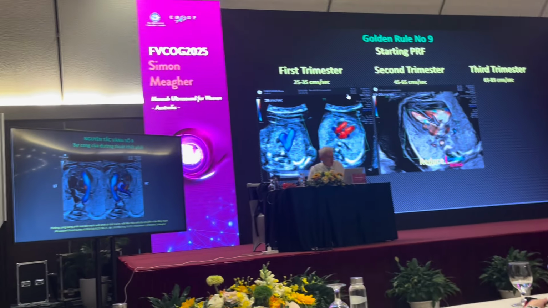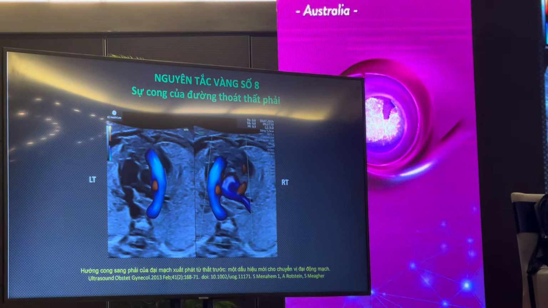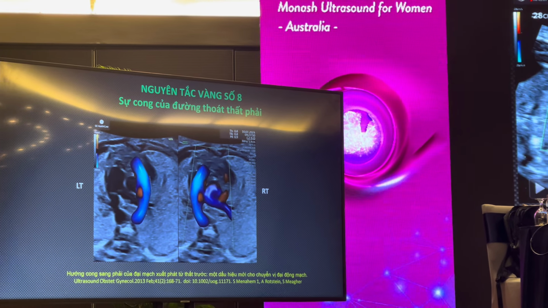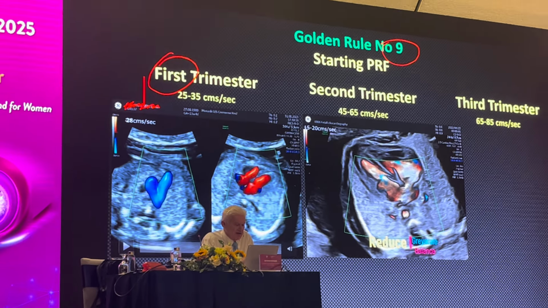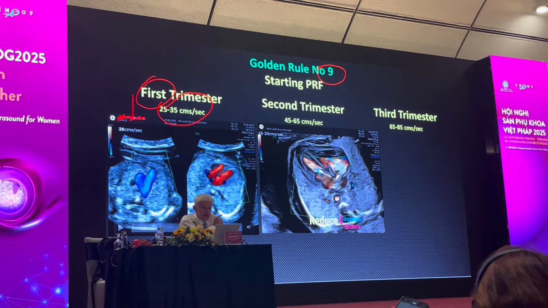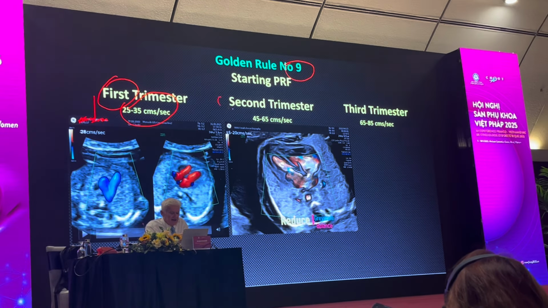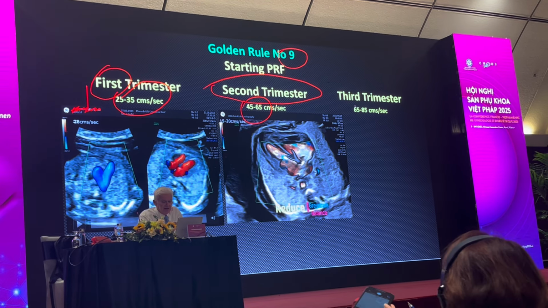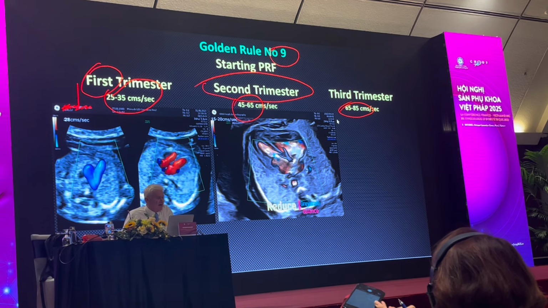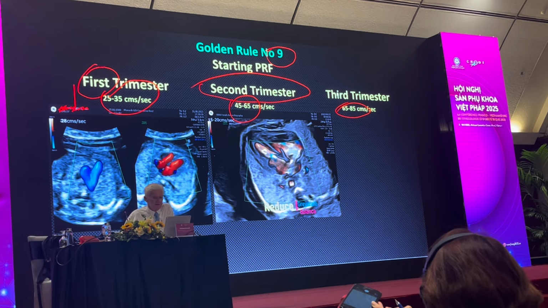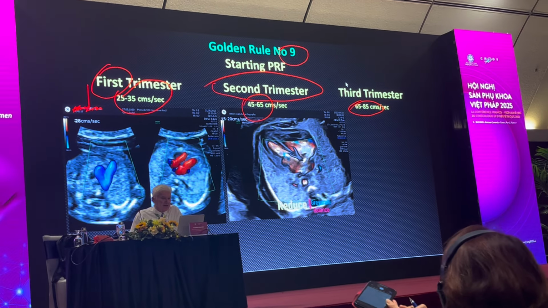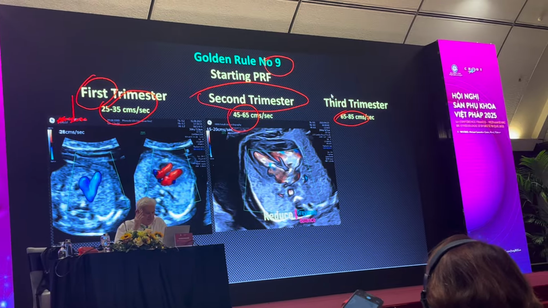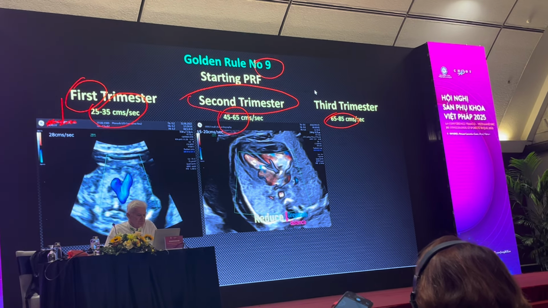The next is an important rule, number 9. When you're examining a baby in the first trimester of pregnancy, you need to set your PRF at 25 to 35 centimeters a second, like yesterday. When you're scanning in the second trimester, you need to set at 45 to 65. And in the third trimester, you set at 65 to 85 centimeters. So you need to get your PRF settings correct for every examination that you're performing. Again, this detail is in the handbook.